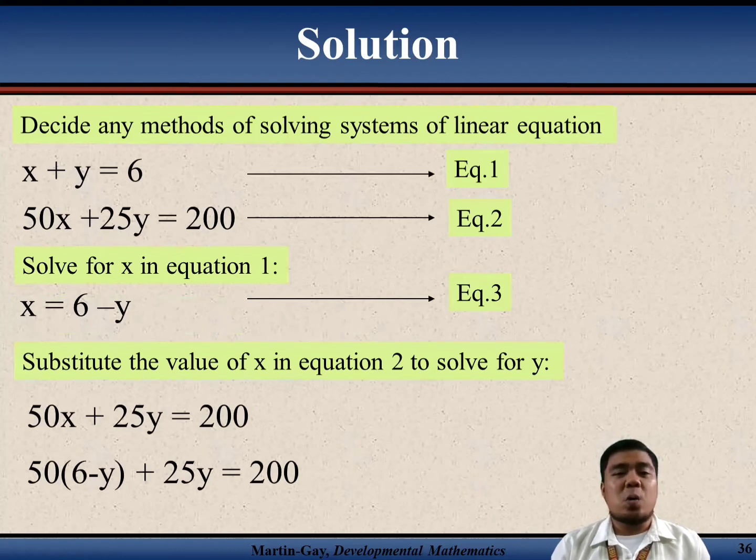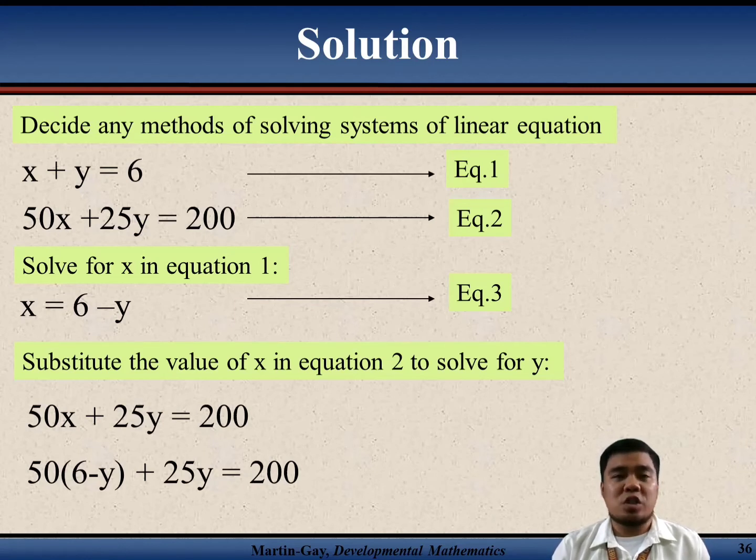All right, so I will use substitution. So x plus y is equal to 6 as my equation 1. Then 50x plus 25y is equal to 200 as my equation number 2. Right after that, by substitution, I can formulate my equation number 3 using equation 1. So that is x plus y is equal to 6. Then I will transpose y to the right side of the equation. That will become x is equal to 6 minus y.